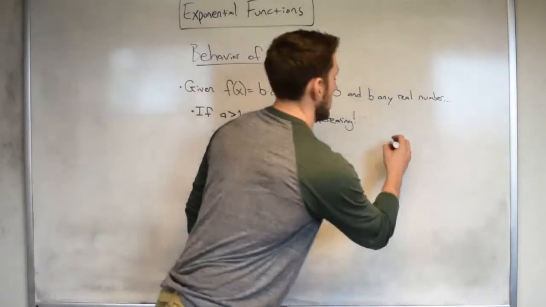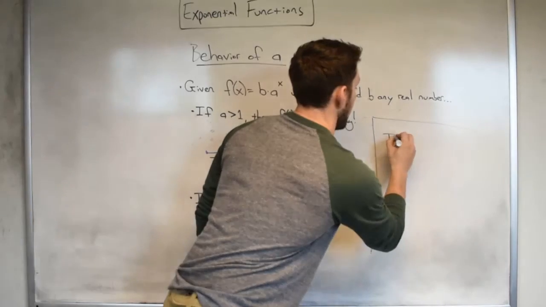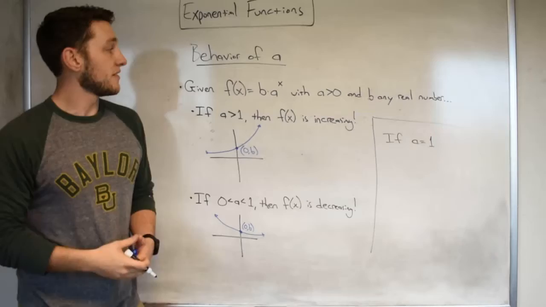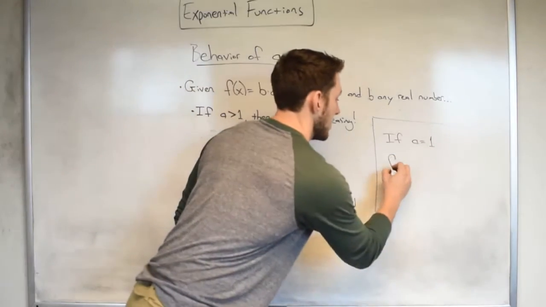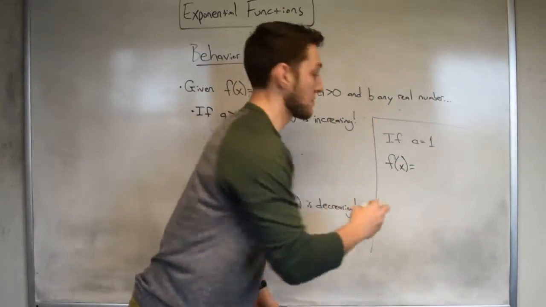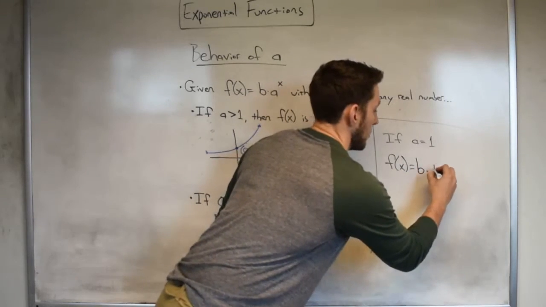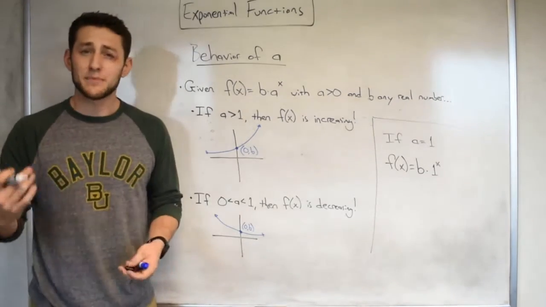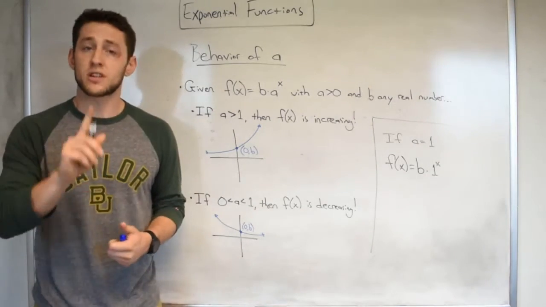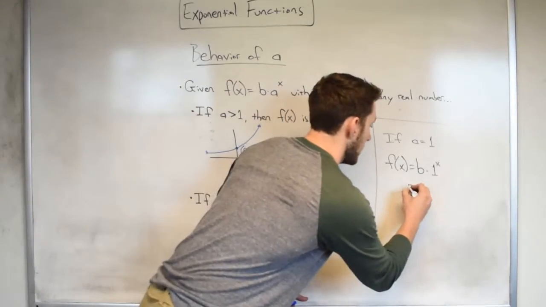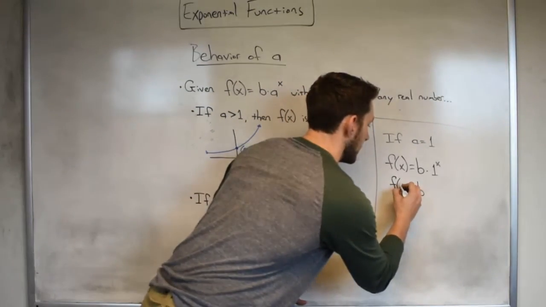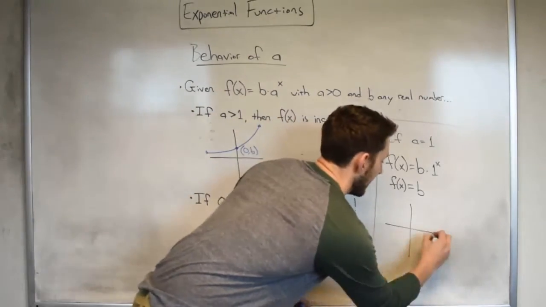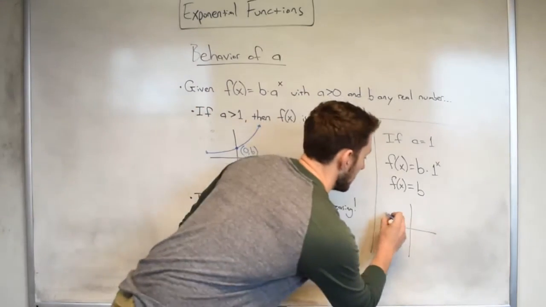What about the case where a equals 1? Well, in the case of a equals 1, our function becomes f of x equals b times 1 to the x. But now hold up. 1 to any power is just going to be 1. So that means my function is actually just the constant line f of x equals b. A flat line at the y value of b.